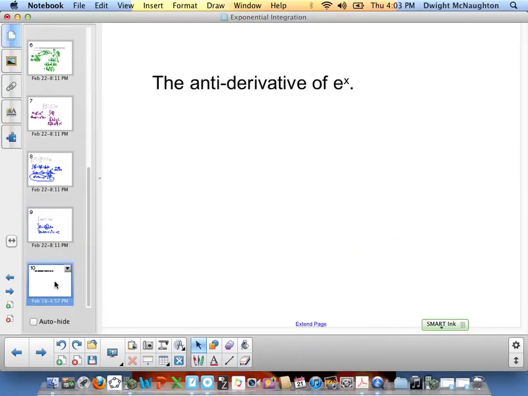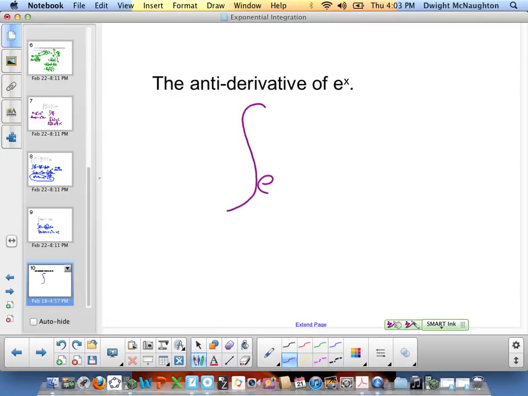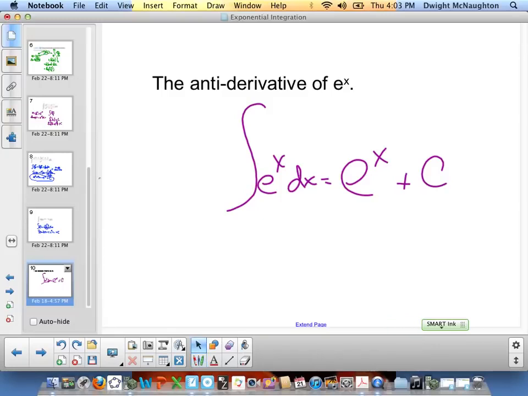Right, so in conclusion, the antiderivative of e to the x with respect to x is e to the x plus a constant. What function has e to the x as its derivative? Well, by golly, it's e to the x.